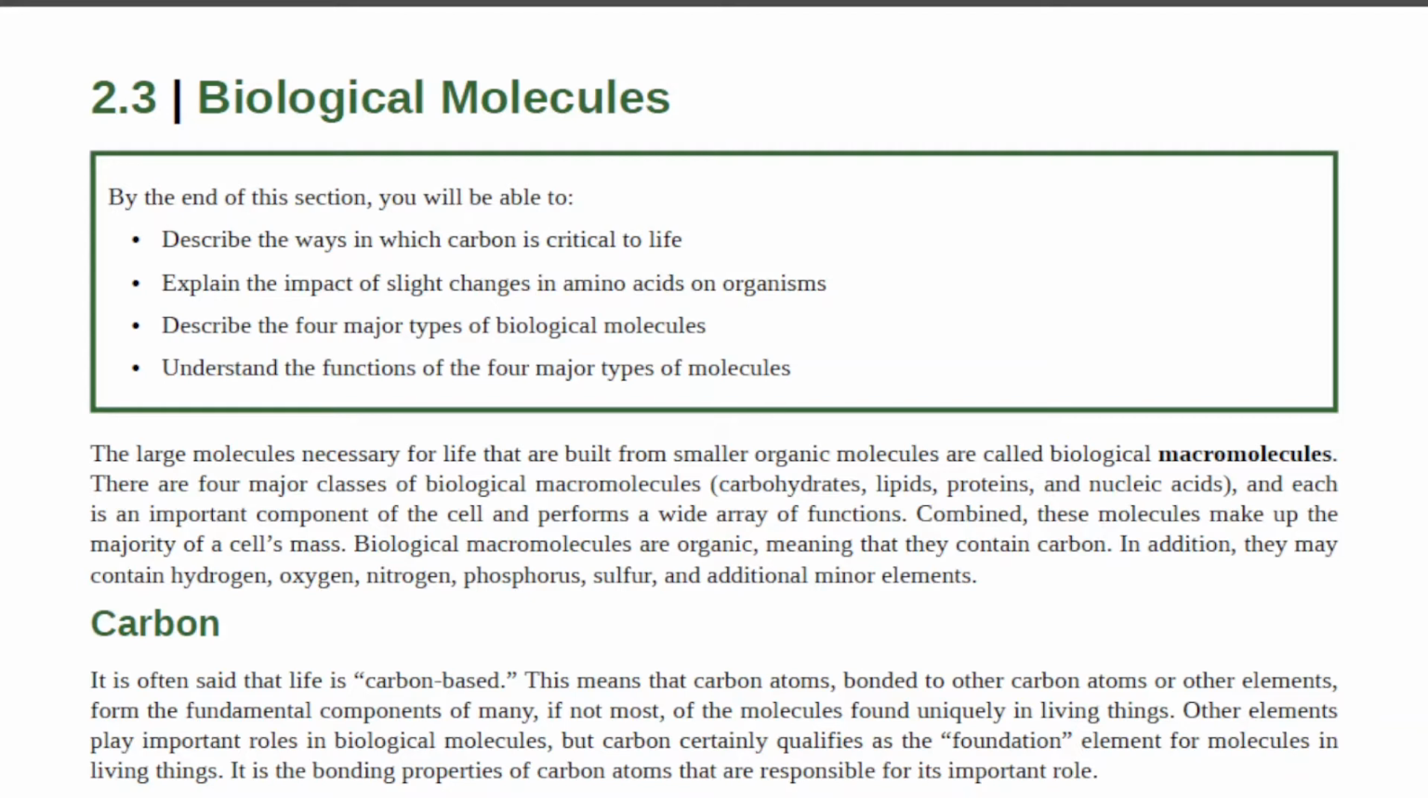Biological macromolecules are organic, meaning that they contain carbon. In addition, they may contain hydrogen, oxygen, nitrogen, phosphorus, sulfur, and additional minor elements.